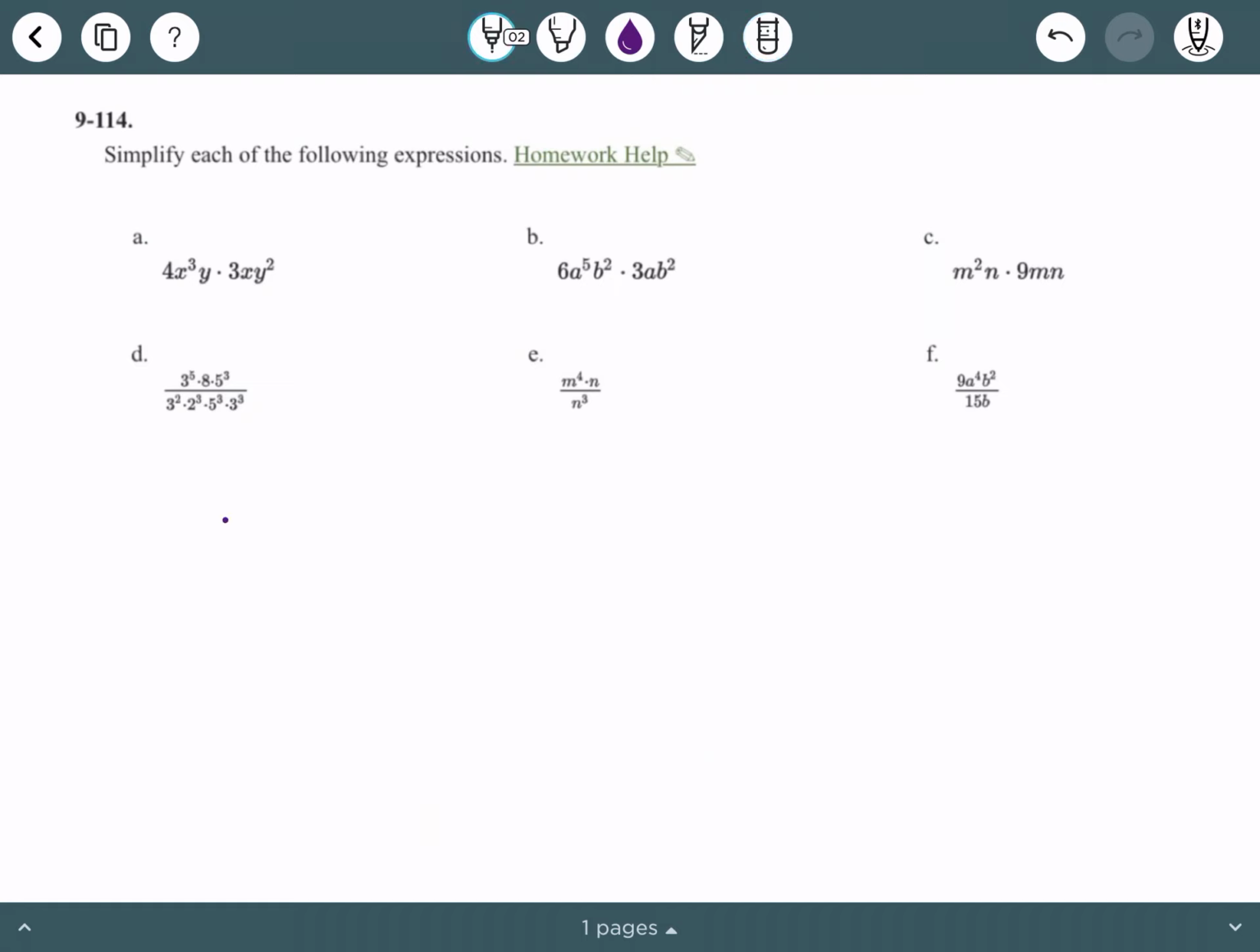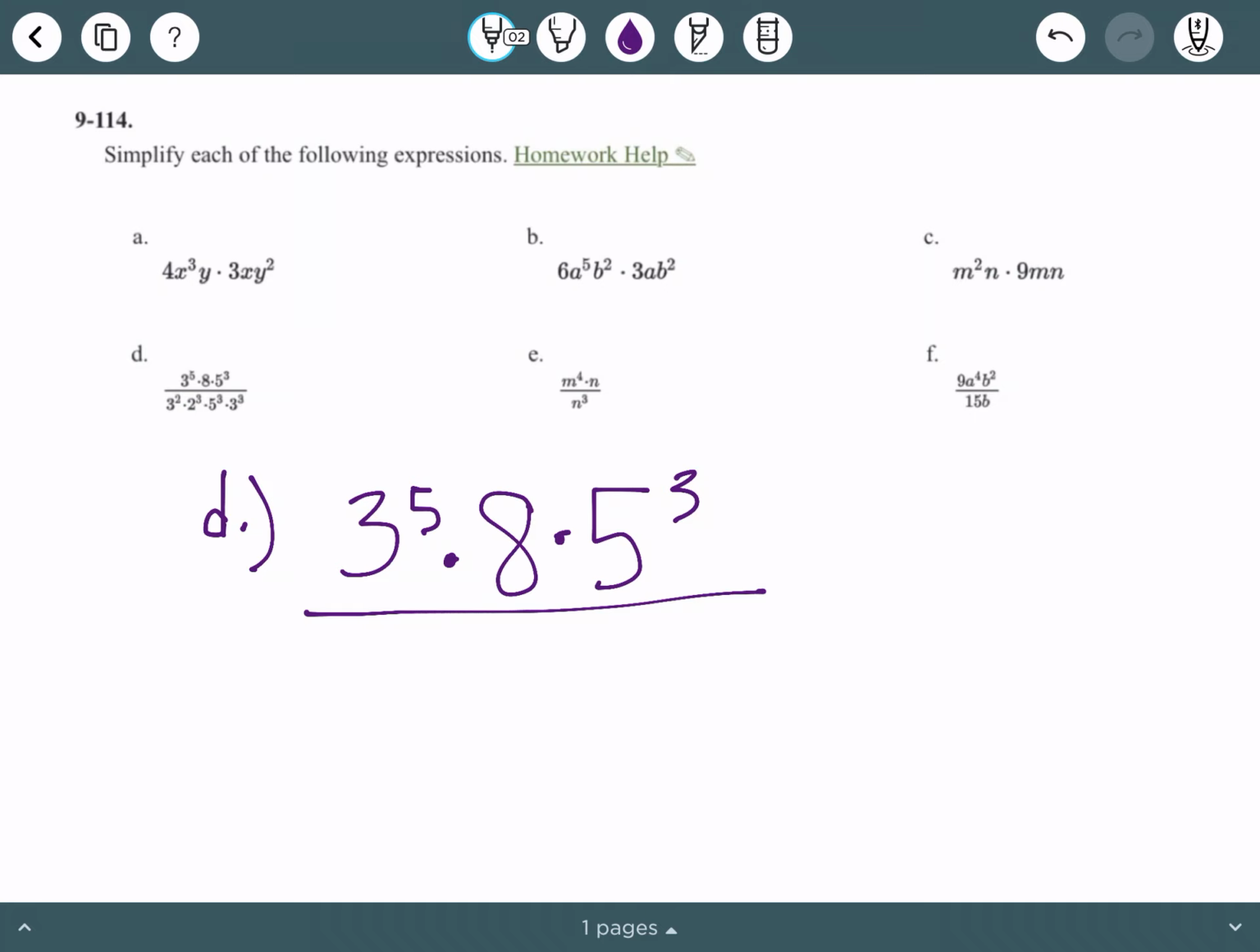So it looks like here we have for part D, 3 to the 5th times 8 times 5 to the 3rd over 3 to the 2nd times 2 to the 3rd times 5 to the 3rd times 3 to the 3rd.